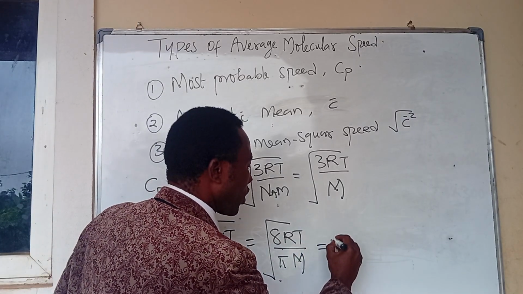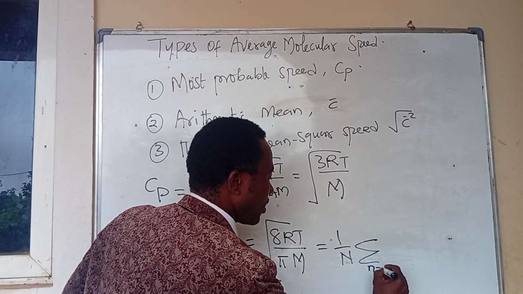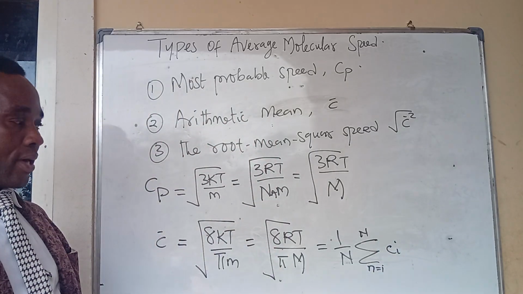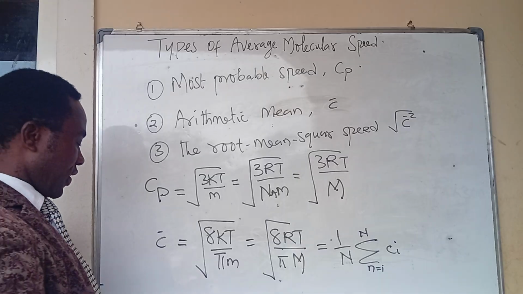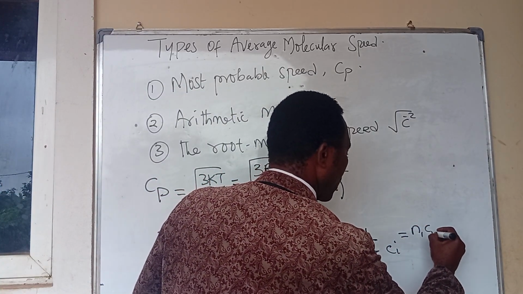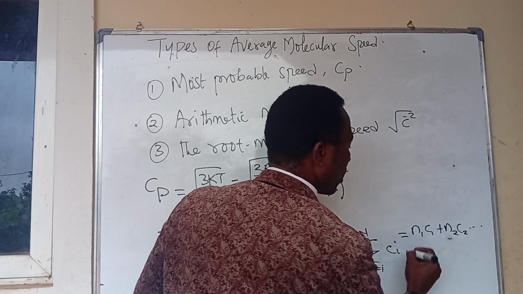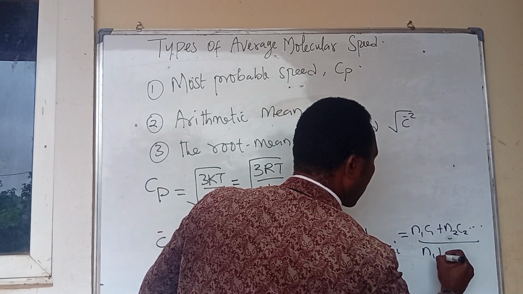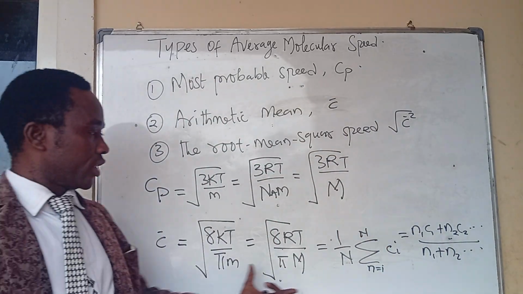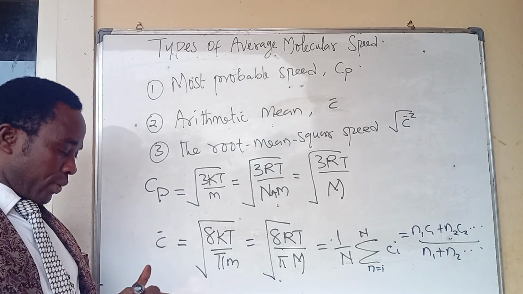It is also equals to 1 over n summation of i equals 1 to n, then C i. What it simply means that this will be equals to what? N1 C1 plus N2 C2 and so on, divided by N1 plus what? N2 and so on. So this equation will give us the formula for the arithmetic mean speed.